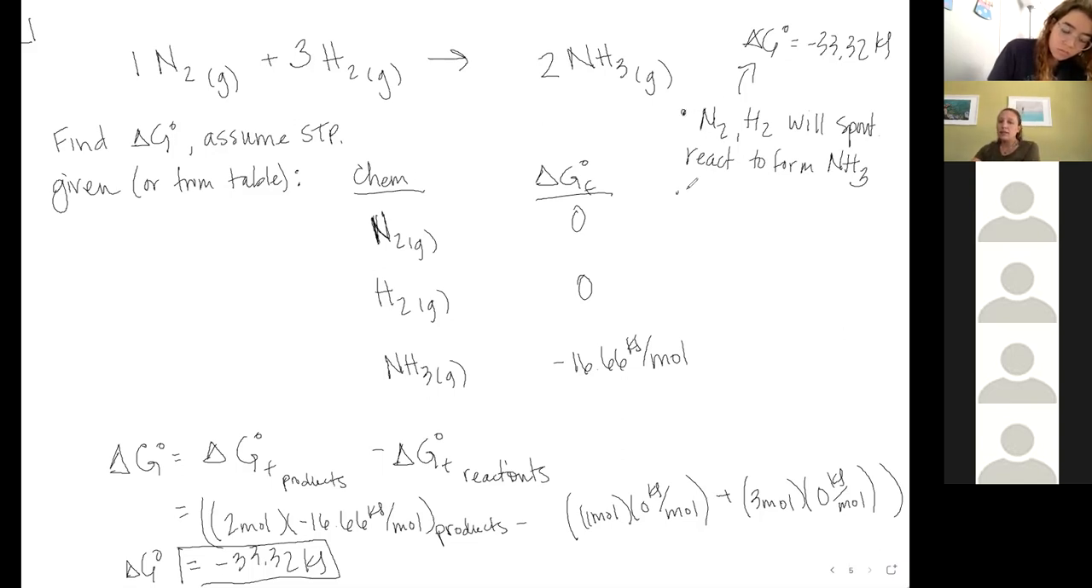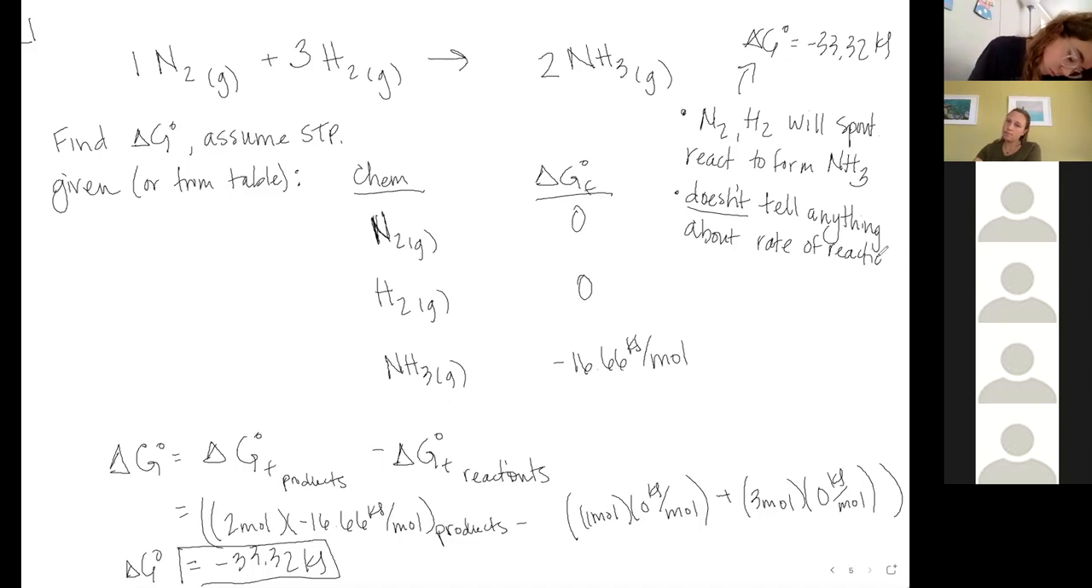It doesn't tell anything about rate of reaction. So these could react in an hour, these could react in 3/2 of a second, or this could react in 3,000 years. So they will spontaneously react, but we're not given any information about the rate that reaction occurs. So just because they spontaneously react doesn't mean that it's instantaneous or that it's quick. It can be a very slow process. All right.